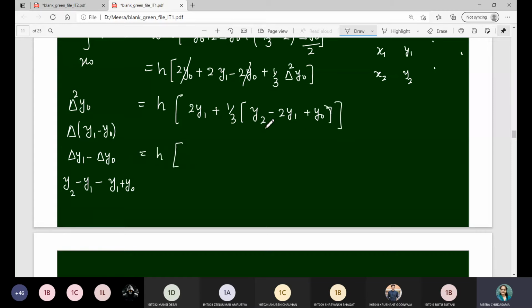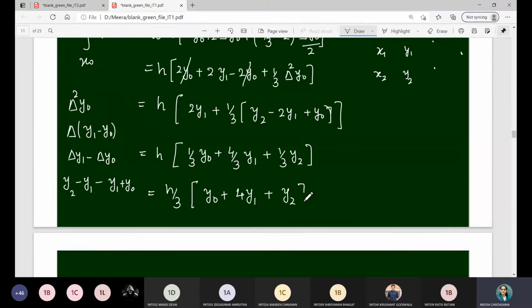So if you simplify this, let me write first the term containing y0. So 1 by 3 y0, now terms with y1. So it is 2 minus 2 by 3 y1. So it is actually plus 4 by 3 y1 plus 1 by 3 y2. So 1 by 3 I can consider common. So this is h by 3 (y0 plus 4y1 plus y2). Right? This you can write separately.